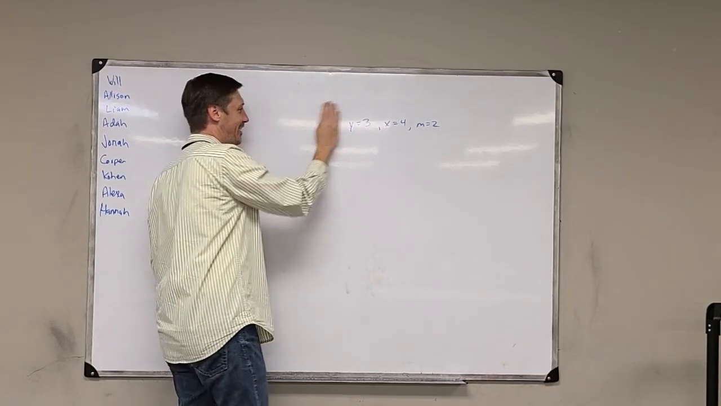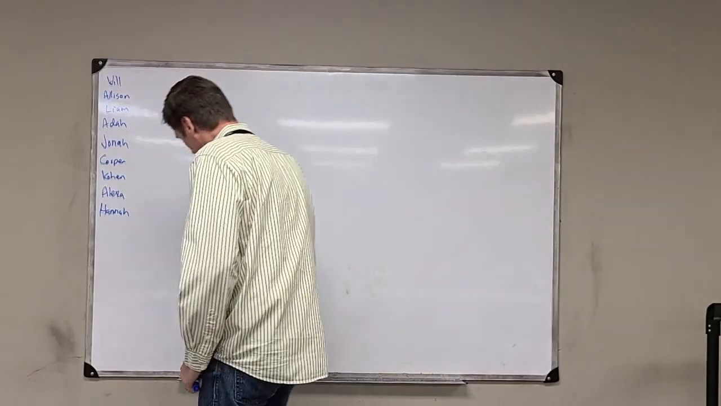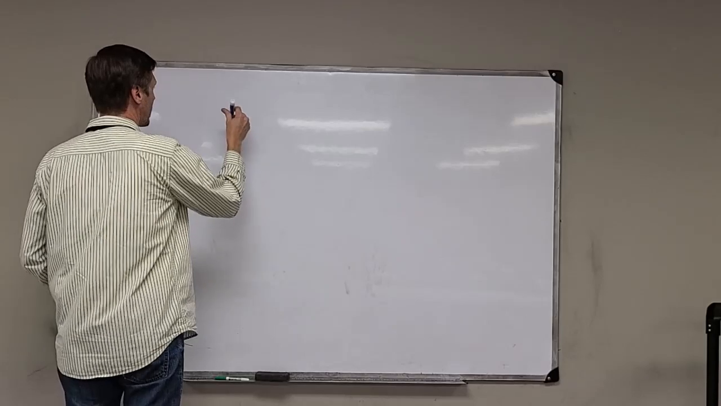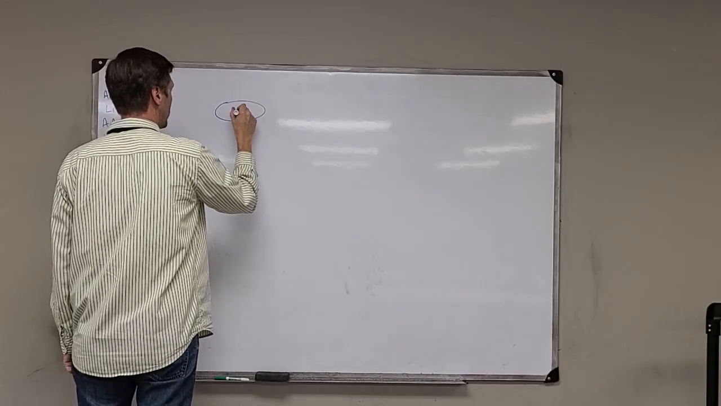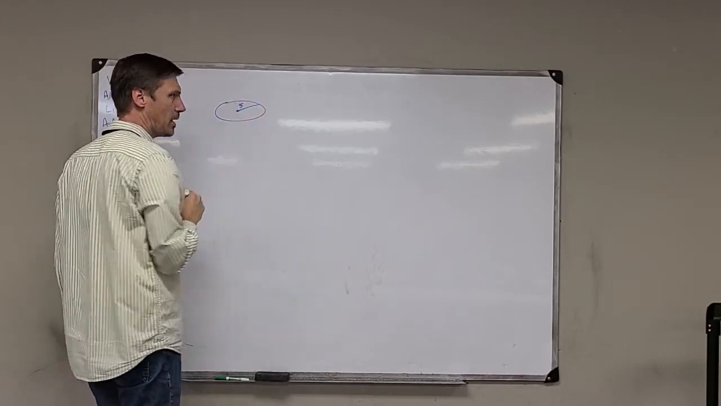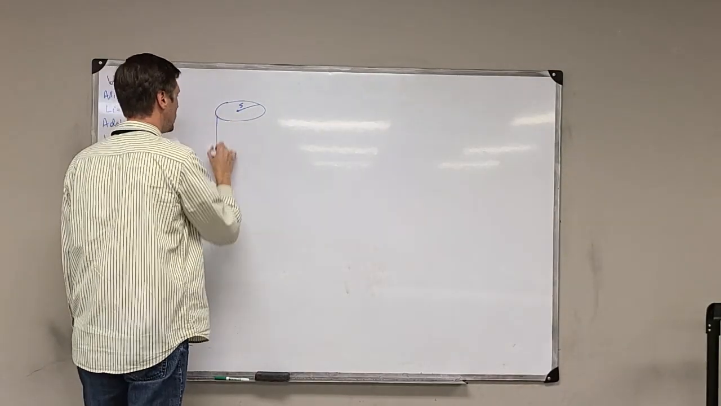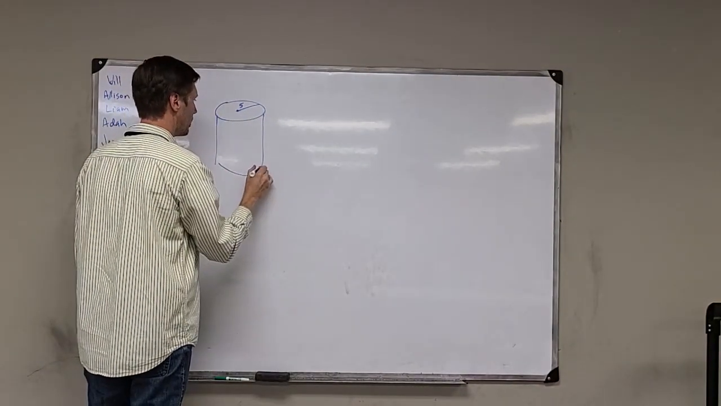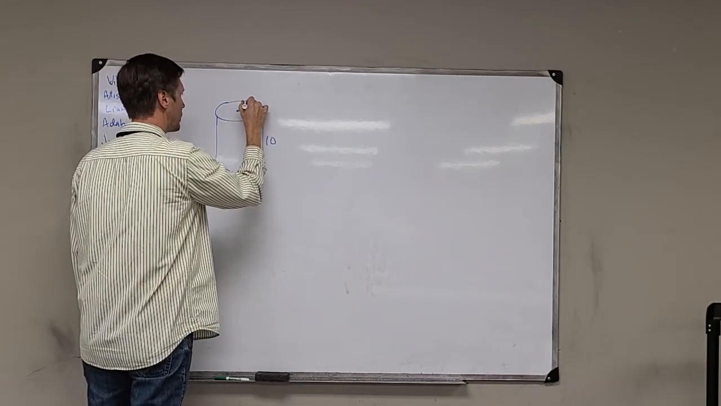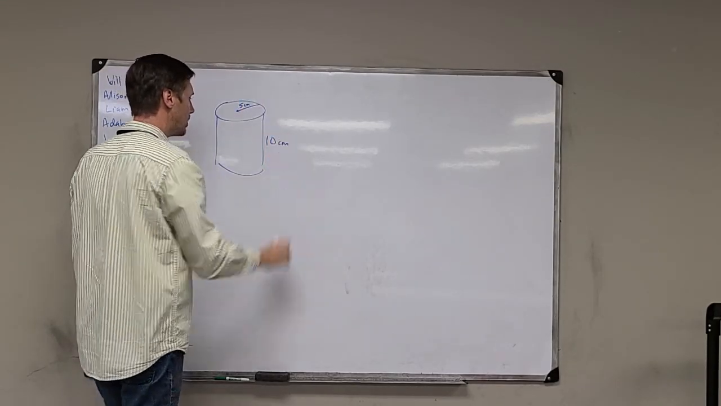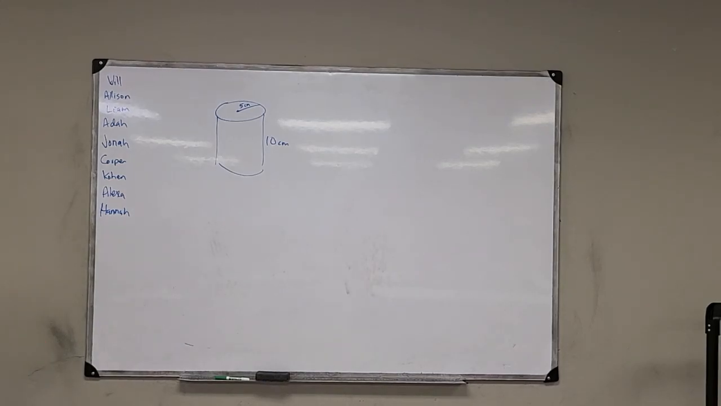Okay, all right. So, what about volume? When we talk about volume, let's do the cylinder that we did earlier. Who asked me to do a problem with that? Allison asked me to do the surface area of a cylinder earlier, and we said it was 5 centimeters radius and 10 centimeters tall, right?